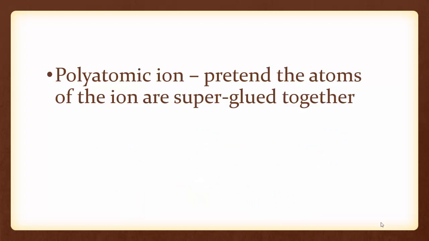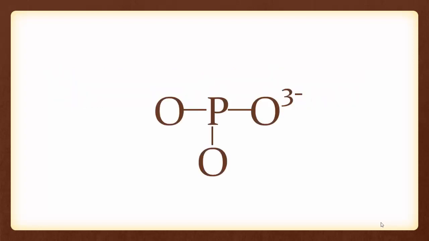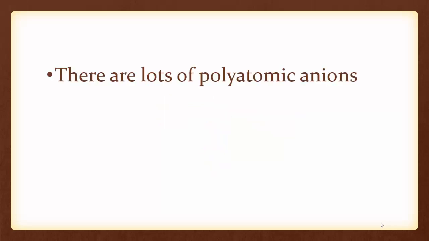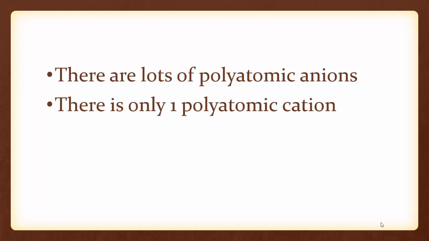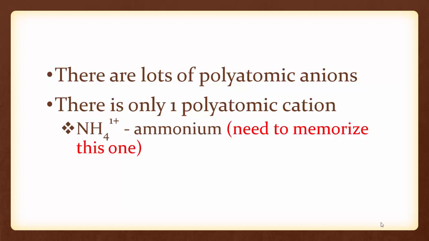When you look at a polyatomic ion, you need to pretend that the atoms of that polyatomic ion are superglued together. They will not break off. For example, the 3 oxygens attached to the phosphorus here are not going to split away from the phosphorus when this is put in water, and this is a polyatomic ion with a 3 minus charge. There are lots of polyatomic anions. There's only one polyatomic cation, and that is NH4 1+, which is called ammonium. And yes, you will need to memorize this one.